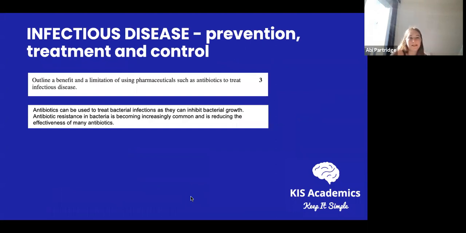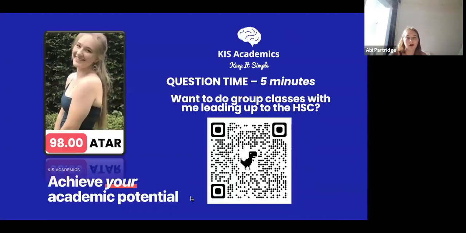And then it was a benefit and a limitation. But if it was worth 5 marks, the question might be phrased slightly differently, and you could go into 2 benefits and 2 limitations. But it just depends how much it's worth. For 3 marks, you probably don't have to go into the specifics of how antibiotics work.